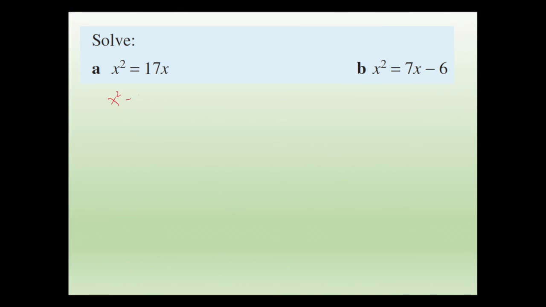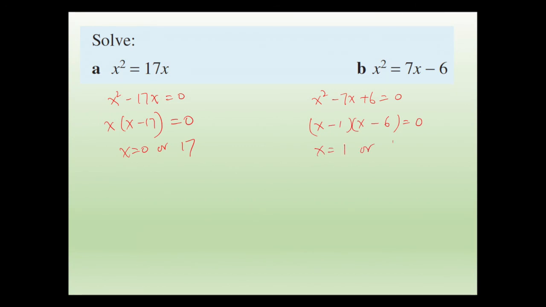How about doing something like this, solving x squared equals 17x? We should move everything to the left-hand side: x squared minus 17x equals 0. Therefore, factorizing it, x times x minus 17 equals 0, so x equals 0 or 17. Same with this one: x squared minus 7x plus 6 equals 0. Now, what would that be? 1 and 6. Minus 6, minus 1, therefore x equals 1 or 6.